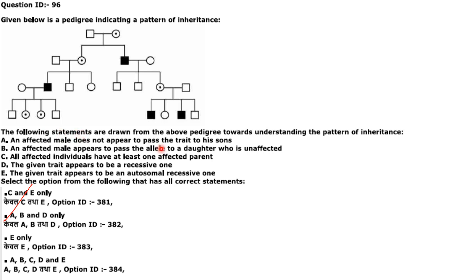The following statements are drawn from the above pedigree towards understanding the pattern of inheritance. An affected male does not appear to pass the trait to his sons. That is correct. An affected male appears to pass the allele to a daughter who is unaffected. Daughter is carrier, so she is unaffected, so that's also correct. All individuals have at least one affected parent. No, if you see the case here, these are not affected, but there is an affected son.